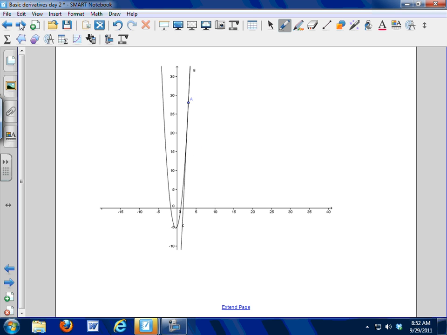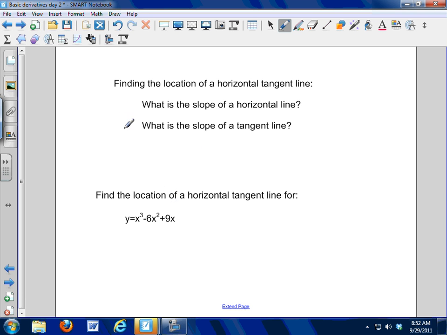Okay. So, next thing is to find the location of a horizontal tangent line. So, first question is, what's the slope of a horizontal line? 0. What's the slope of the tangent line? The derivative.